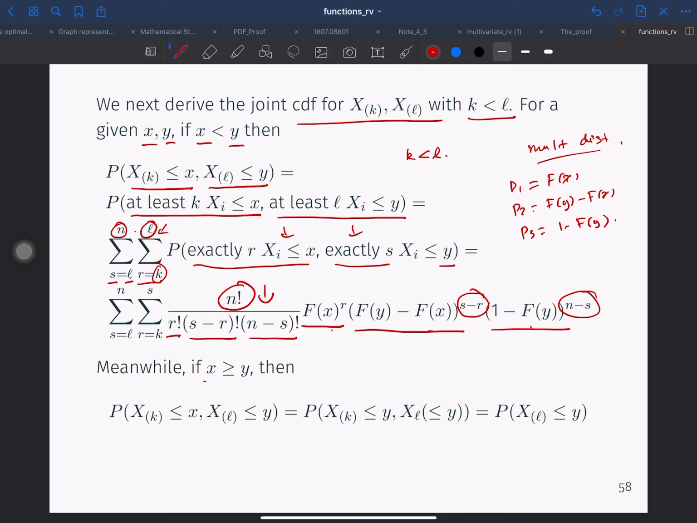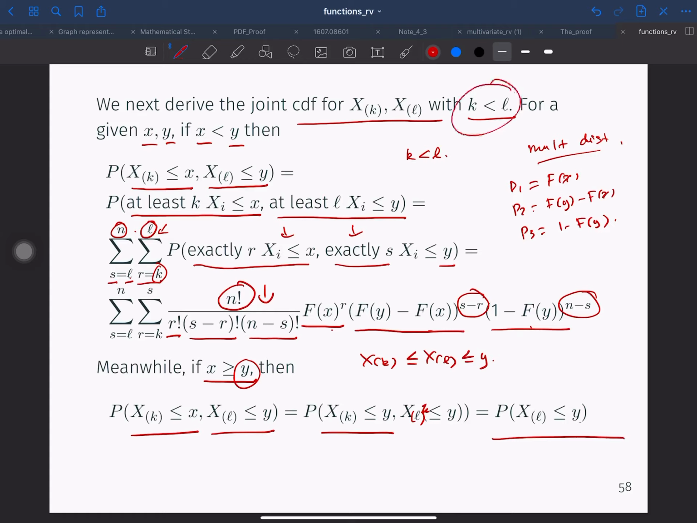If x is bigger than y, then obviously Xk less than x and Xl less than y. Because x is bigger than y, Xk has to be less than or equal to Xl, which has to be less than or equal to y. That's the same as Xk less than or equal to y, Xl less than or equal to y. So I have to fix this one here. A few typos, so check your notes, it will be more clear. And this is nothing more than the probability that Xl is less than or equal to y, because if the lth order statistic is less than y, then the kth order statistic is obviously less than y if k is less than l.